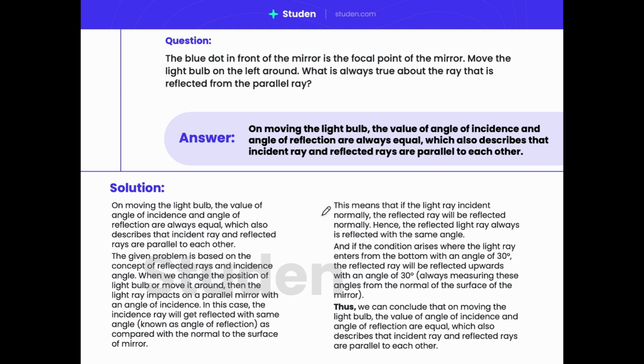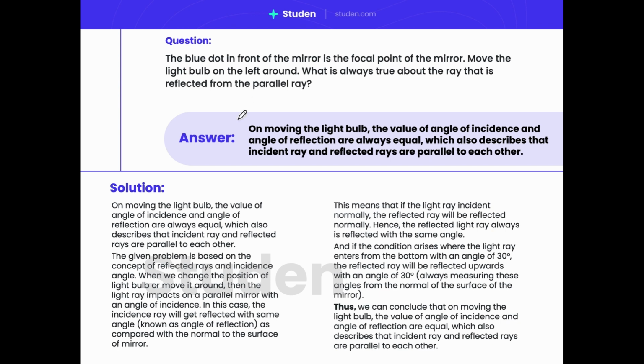First of all, on moving the light bulb, the value of angle of incidence and angle of reflection are always equal, which also describes that incident ray and reflected rays are parallel to each other. The given problem, like in our question, is based on the concept of reflected rays and incidence angle.